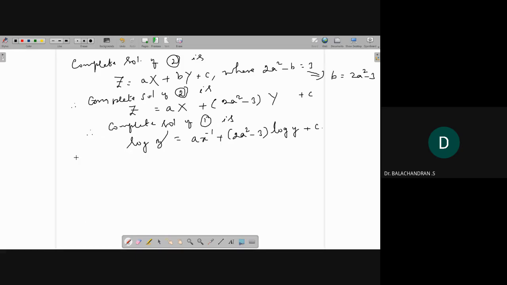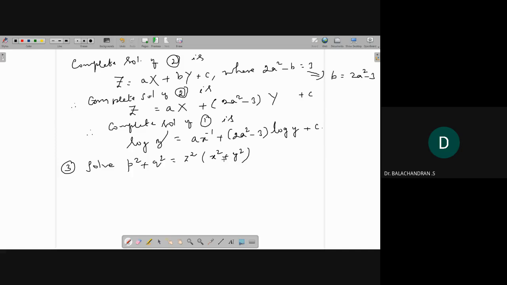Okay, now third problem, solve P square plus Q square equal to Z square into X square plus Y square. Now, I told that Z is along with P and Q, and Z is not along with X and Y. But in this case, you have Z along with X and Y.